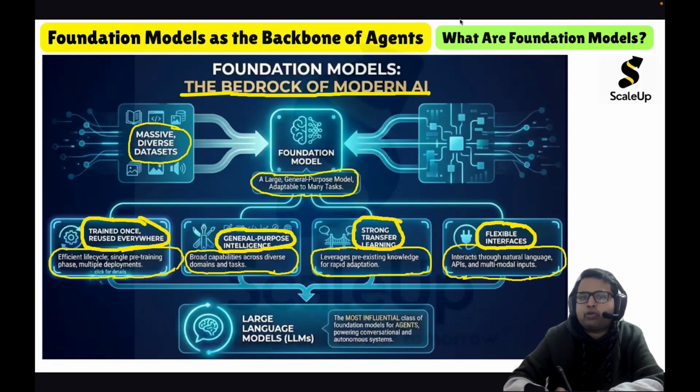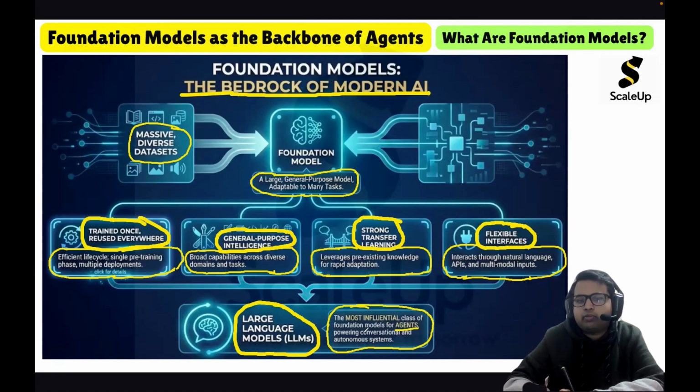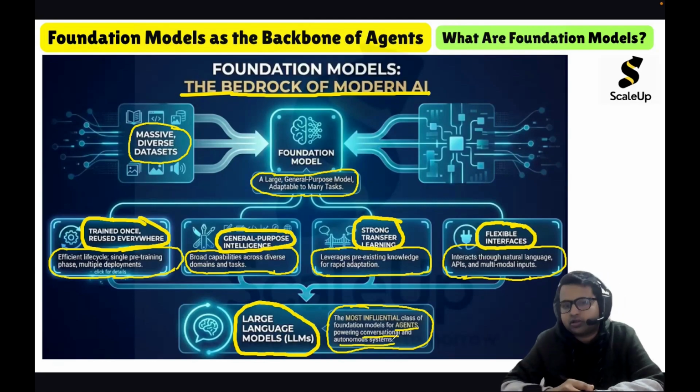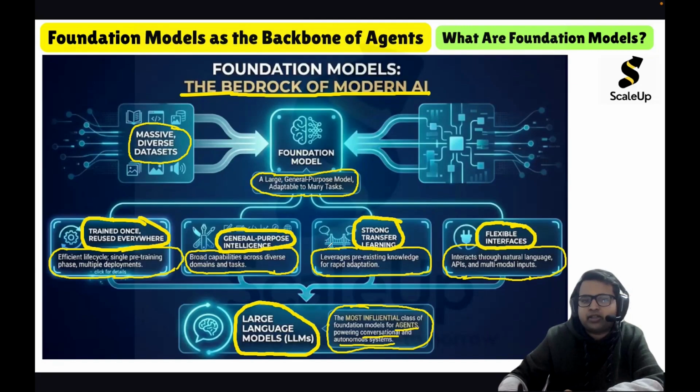So if we talk about large language models, LLMs, they are the most influential class of foundation models for agents, powering conversational and autonomous systems. So the most influential class of foundation model is the large language models. That is what we are using everywhere. So large language models power conversational and autonomous systems.